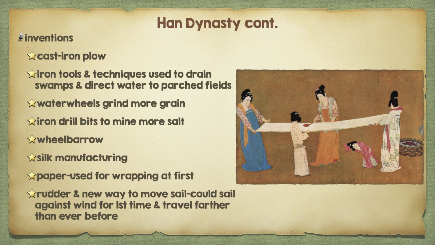Paper was actually invented first for wrapping, but then they realized it could be good for writing on. So, of course, we know paper is going to become a huge thing and spread throughout all the civilizations.